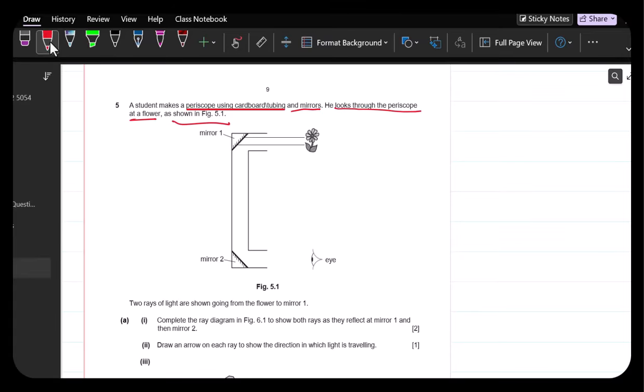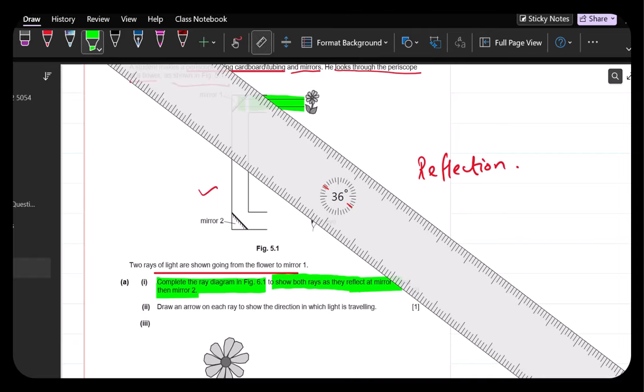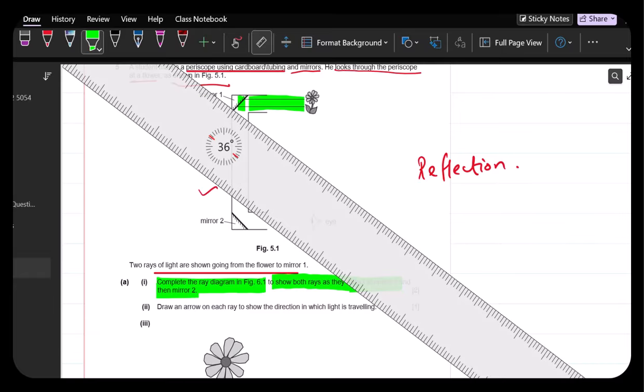So you can see this shape is a periscope, and this is an example of total internal reflection, or you can say only reflection. This is an application of reflection. Two rays of light are shown going from the flower to the mirror. So you can see two rays are shown here. Complete the ray diagram in figure 6.1 to show both rays as they reflect at mirror 1 and then mirror 2. So dear students, we have to draw the normal line here that should be perpendicular to the plane.